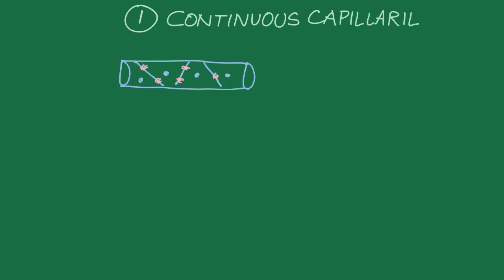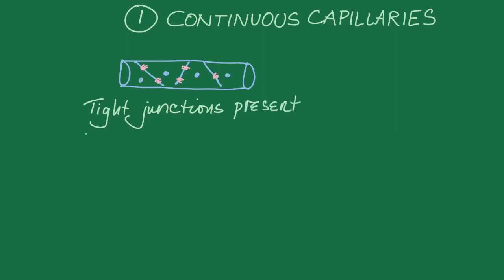Here is the first type of capillary that we talked about. We call these type of capillaries continuous capillaries. They tend to be more sealed. They have no fenestrations. They have tight junctions. And their intercellular spaces are very narrow or completely absent. So here we have it. Tight junctions are present. They seal off the capillary for the most part.